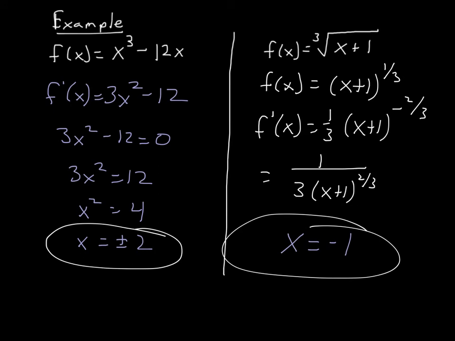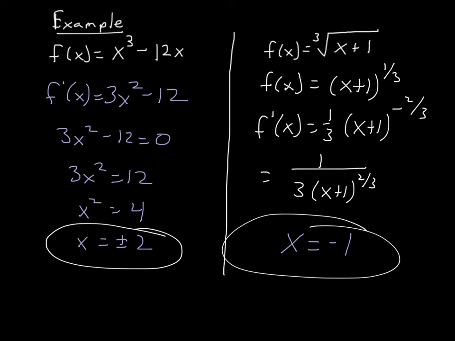Now, if you want, take your calculators out right now and graph these two functions. What you'll notice in the first problem is that we do have a relative maximum that occurs at -2, and a relative minimum that occurs at +2. Our relative maximum comes out to be 16, and our relative minimum would come out to be -16.